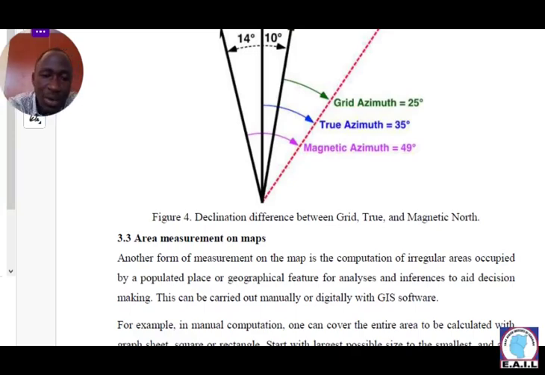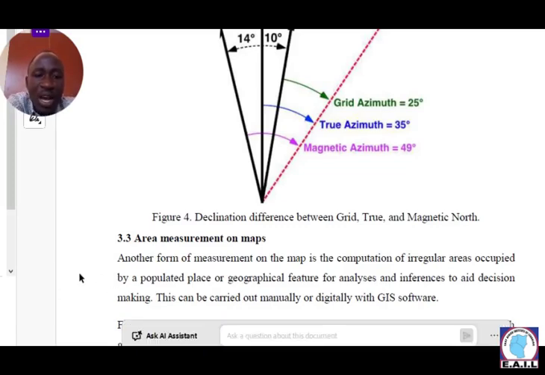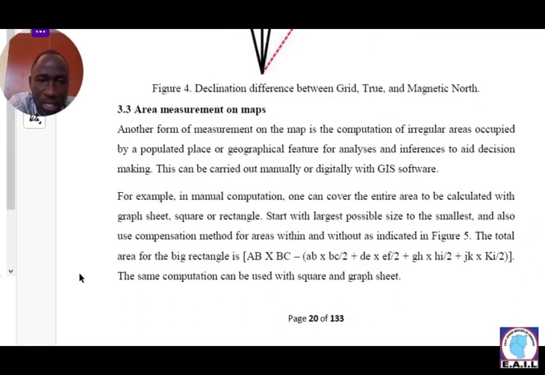Last time we ended when we were going to be looking at area measurement on the maps. Here usually we look at what we call irregular objects. So when we are measuring the area, we find that we shall be looking at irregular areas maybe occupied by population, vegetation, or different water bodies or swamps. Those are some of the irregular objects that we tend to be looking at.